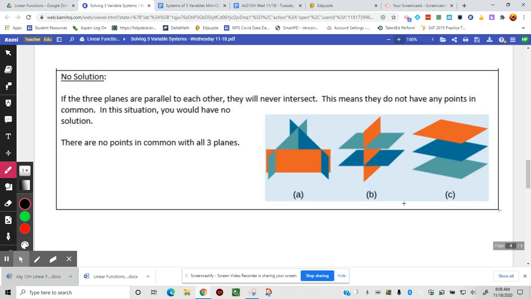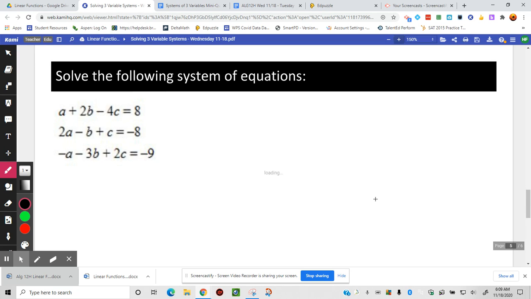Okay. So we're going to try this problem here. Solve the system of equations. And basically what we're trying to do is figure out what are the variables worth. What is A, what is B, and what is C? What's their value so that it makes all three of these equations true?